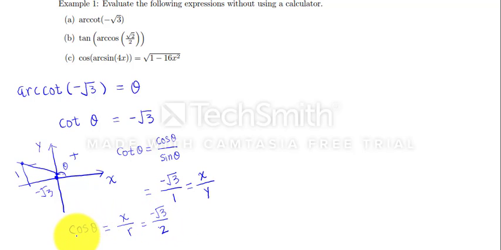And which angle has a cosine value equal to negative root 3 over 2? Well, this angle is 5 pi over 6, or 150 degrees. So that is the answer for part A: 5 pi over 6.